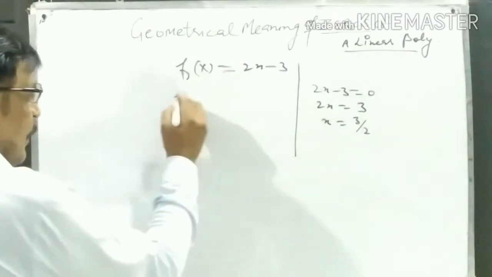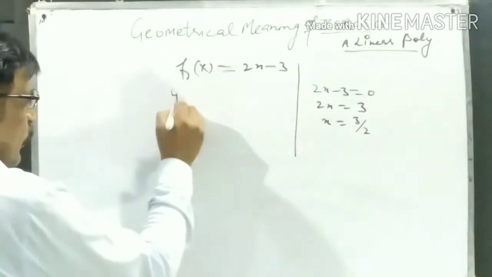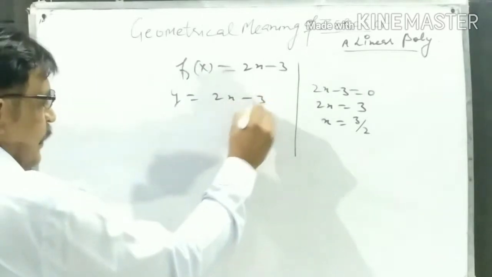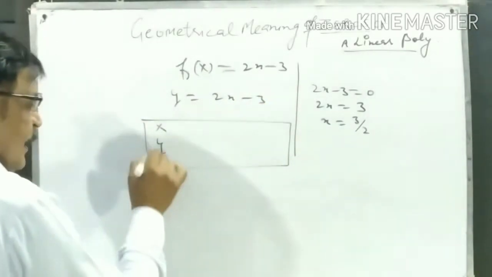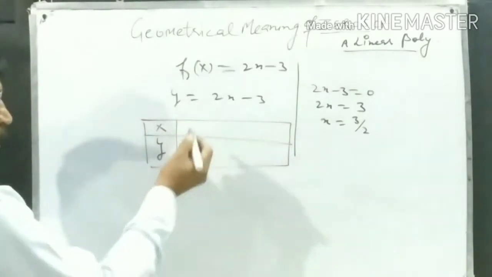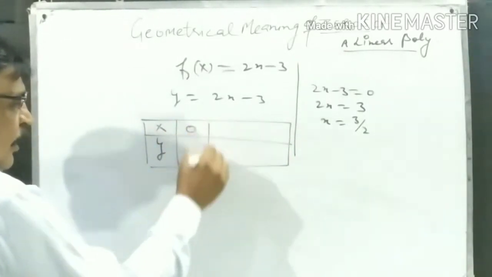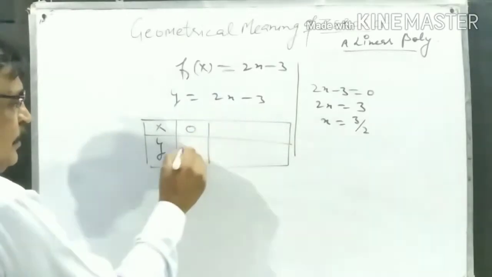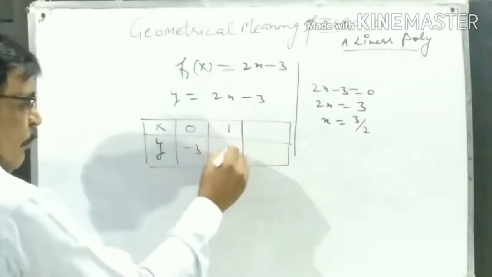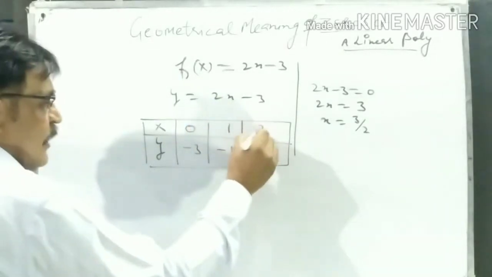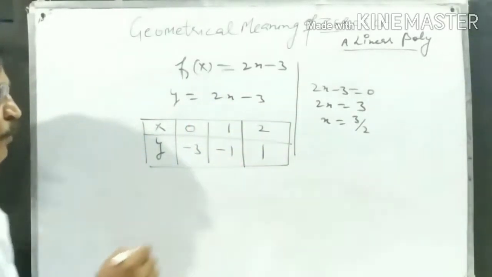Name it y is equal to 2x minus 3. Let's make a table to plot it on a graph sheet. Consider x is equal to 0. If we take x is equal to 0, it becomes minus 3. If we take x is equal to 1, it becomes minus 1. If you take x is equal to 2, it becomes 1.